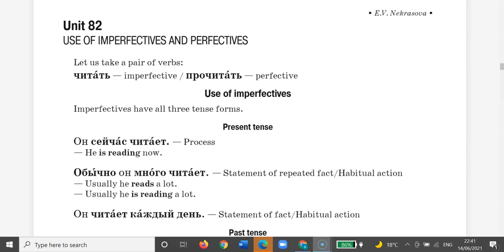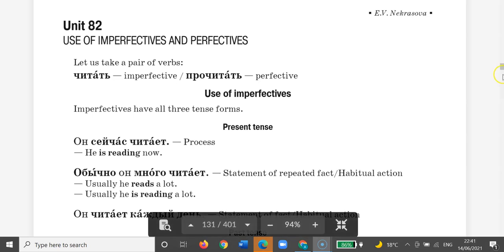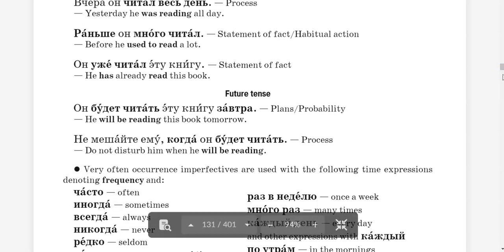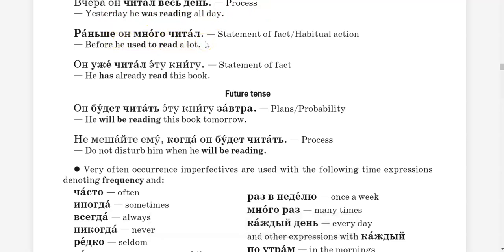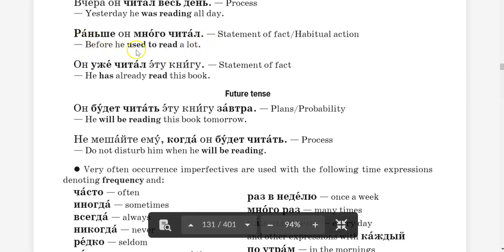The past tense would also be very simple, just a verb in the past tense. So вчера он читал весь день. We know it's the past tense because of the L, and it's a process in the past. So yesterday he was reading all day. Раньше он много читал. Again, habitually, he did something. So before, he used to read a lot.